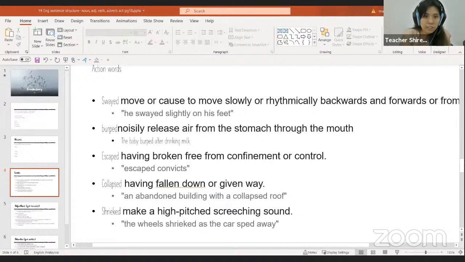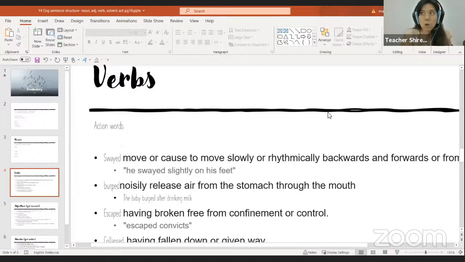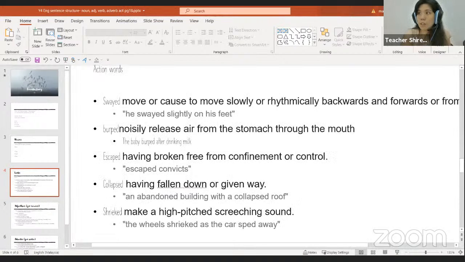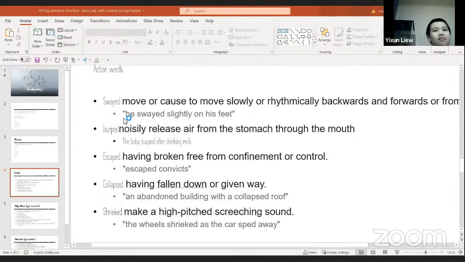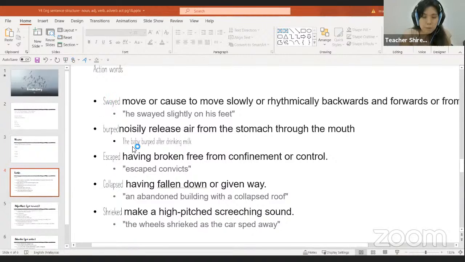So what we learned today, as you see in your page 18, you see all these words in the verb column. Okay, please take one minute to read through the questions.